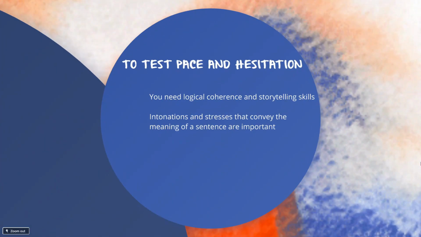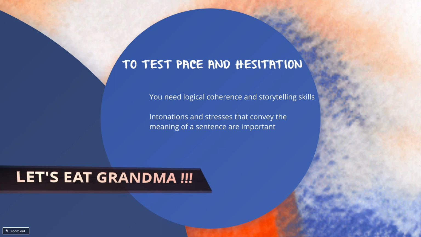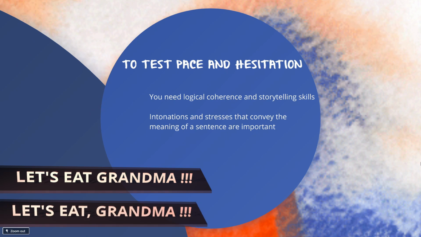The first assessment criteria is fluency and coherence, that is there to test your pace and hesitation. You will need logical coherence and storytelling skills to ace this part of the exam. Intonations and stresses that convey the meaning of a sentence are important, or may I say even essential. I'm sorry, I'm going to make you imagine something grave, but let's eat grandma. I actually meant let's eat, grandma.